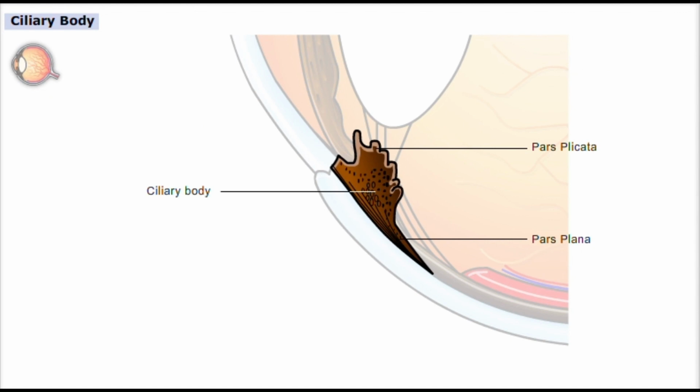The muscles of the ciliary body are oriented longitudinally, circularly, and radially. They are innervated by the parasympathetic nervous system. The capillaries in the pars plicata produce aqueous humor.